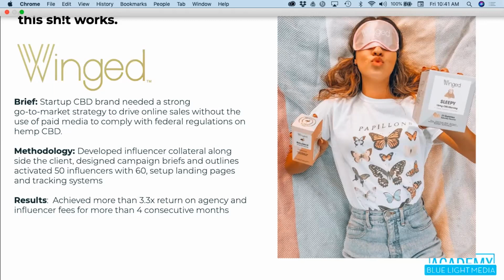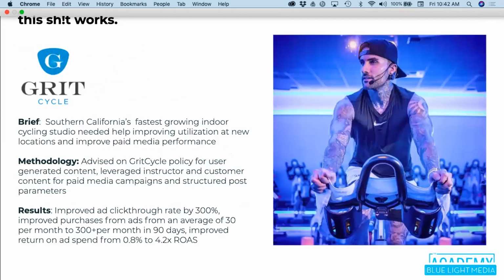But right here, we activated 50 influencers and set up landing pages for them. And for them, we've reached a 3.3x return on agency and influencer fees for more than 4 consecutive months. And in fact, this case study is actually a little dated, and I think that the progress of this campaign has actually improved quite a bit.